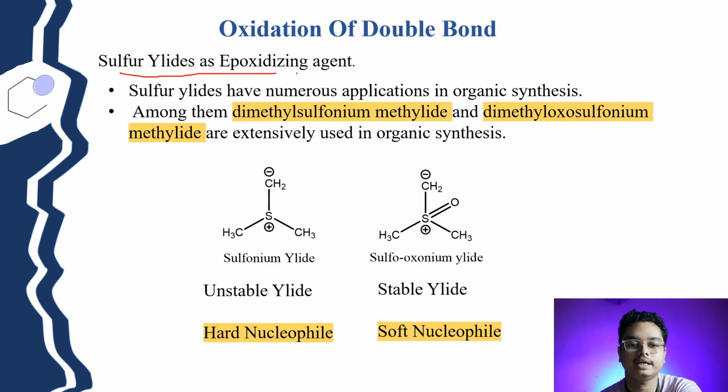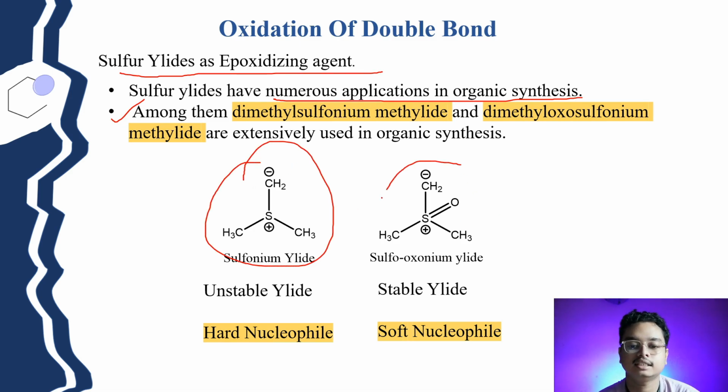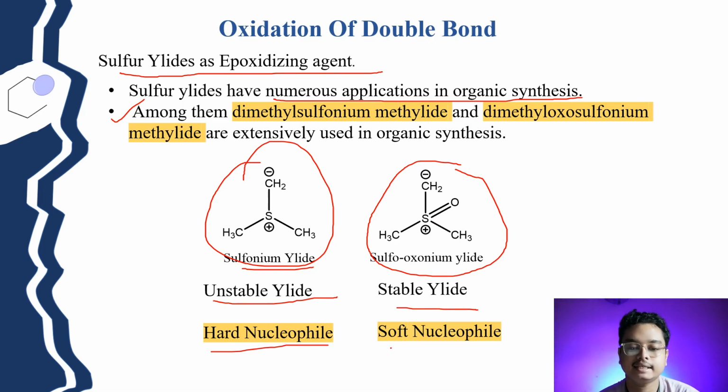Now let us talk about another type of epoxidation, the sulfur ylide mediated epoxidizing agent. Sulfur ylides have numerous applications in organic synthesis because they are good C1 synthons. Among them there are two different ylides, the sulfonium ylide and the sulfoxonium ylide. Sulfonium ylides are unstable ylides and act as hard nucleophiles. But the sulfoxonium ylide is a stable ylide and acts as a soft nucleophile. Due to the different nucleophilicity, they show different reactions.